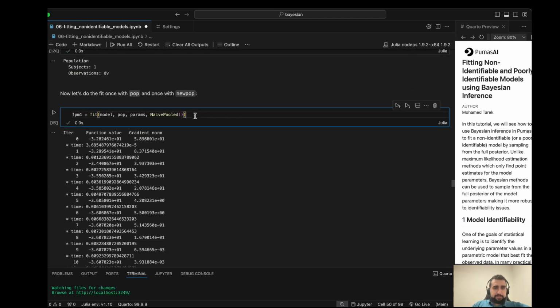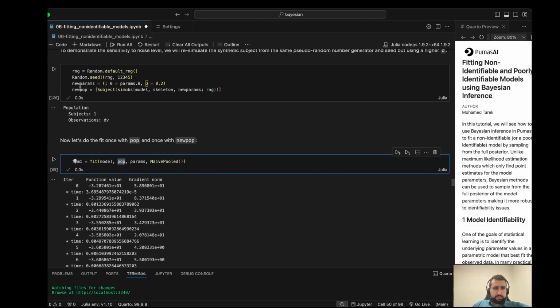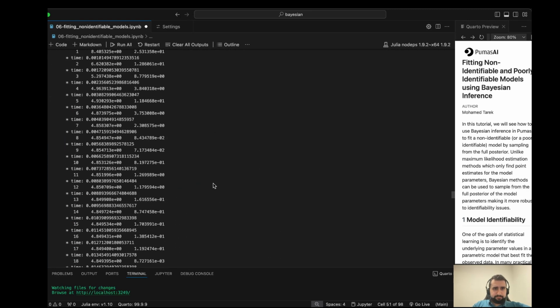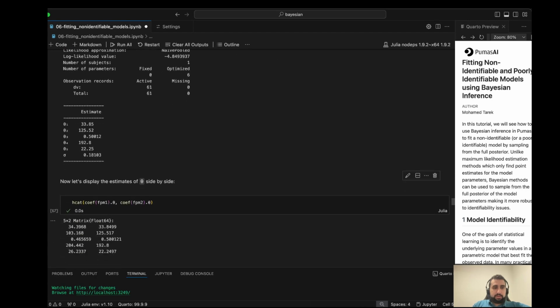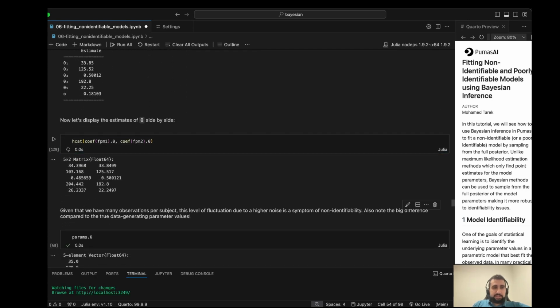And if I try to fit this, here I'm fitting the original subject from the true parameters. These are the parameters that actually generated the data. So let's do this fit, which we did before actually. And then next I'm fitting the new subject that we just simulated with the additional noise, also initializing it from the true parameters. So let's also do that. And now I'm displaying them side by side again.